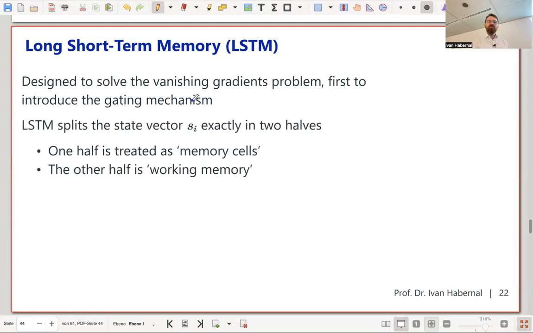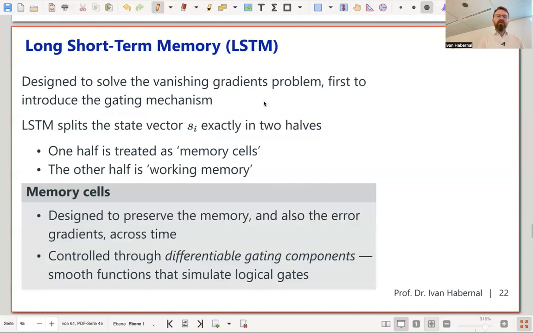It's designed to solve the vanishing gradient problem. Okay, vanishing gradient, we know what it means. So it introduced the gating mechanism here. Now, what is it going to do in particular? It takes this state vector, which we pass from step to step, and splits it in two halves. One half is going to be the so-called memory cells, and the other half is going to be the working memory. I don't think you need to remember exactly that, but it's just how they call it. The memory cells are designed to preserve the memory and the error gradients across time.